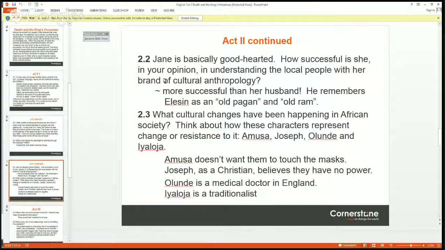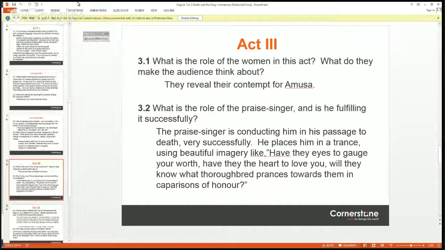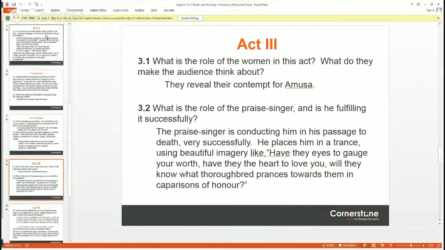Okay. Now, Iyaloja is a traditionalist. She believes that all of them should stick to their culture, and she actually takes some trouble to make them do that. All right. Okay, now let's see the next one. Yes, that's Act 3.